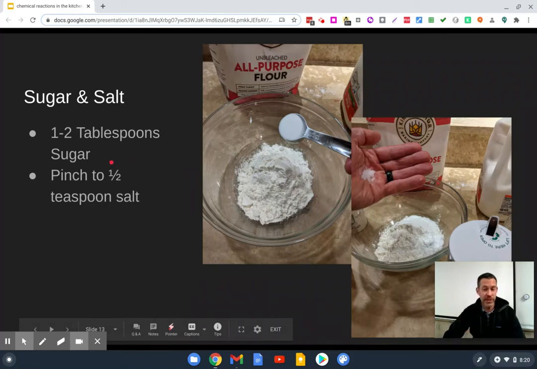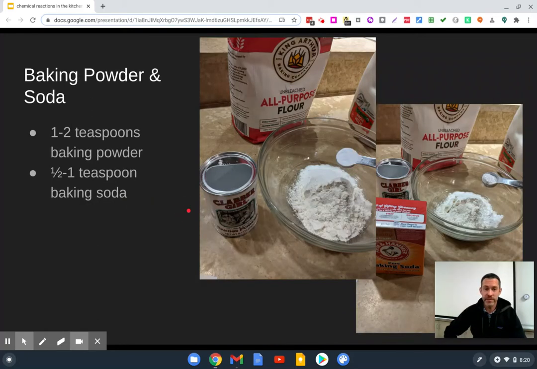Remember, sugar burns with heat, so the more sugar you put in, the higher chance you could burn your pancakes, but the sugar helps them get a nice brown color. You put in a pinch to like a 1/2 teaspoon salt, depending on how much you want. And then to have a chemical reaction, we're going to put in baking soda and baking powder. I usually put in about 1 to 2 teaspoons of baking powder and a 1/2 to 1 teaspoon of baking soda.